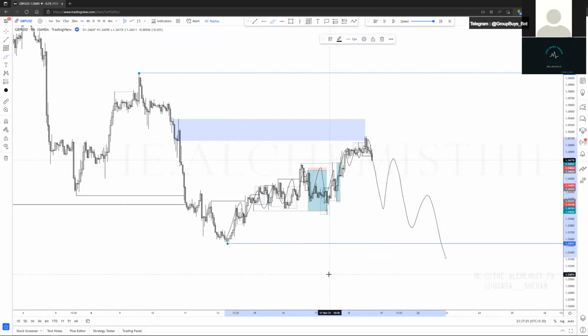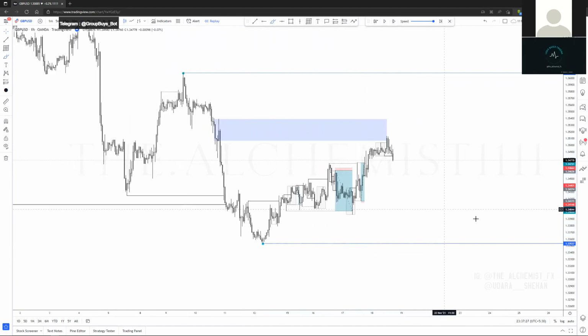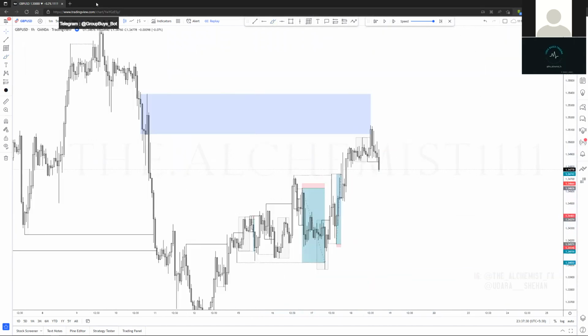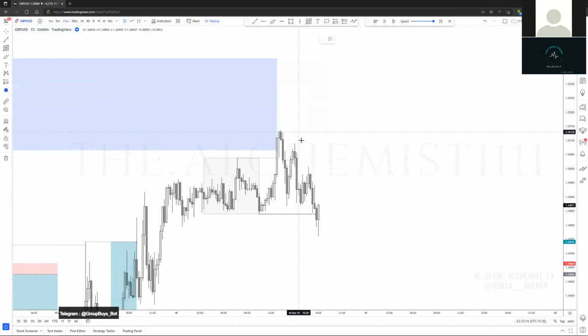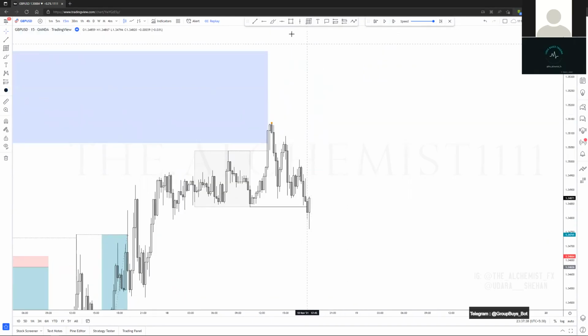Now we can expect moves like this, quick moves. So now let's see what to do. No trades yet. Let's mark this out as the high of the range on the 15-minute. How do we know the high has created the low of the range?